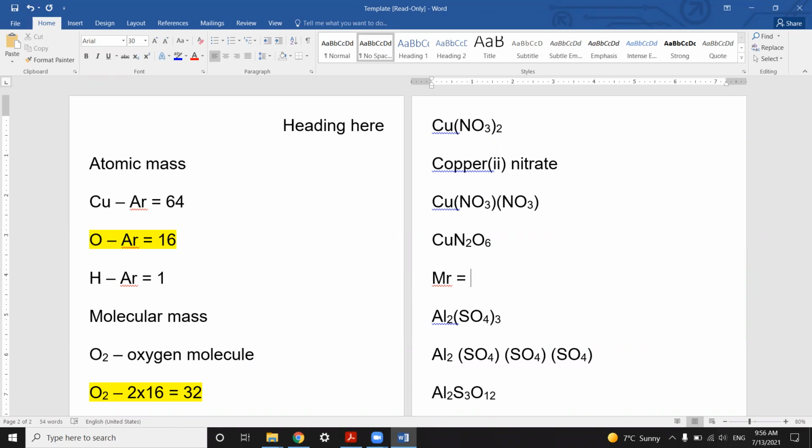I said that the copper was 64. Correct, so same as always. And then there's 2 nitrogens, so it's 14 times 2. Correct. And then there's 6 oxygens, so 16 times 6. Correct, 100%. And then whatever value that is, I don't have a calculator, but you can just tell me if you calculated it. 188. 188. Everyone happy with that?